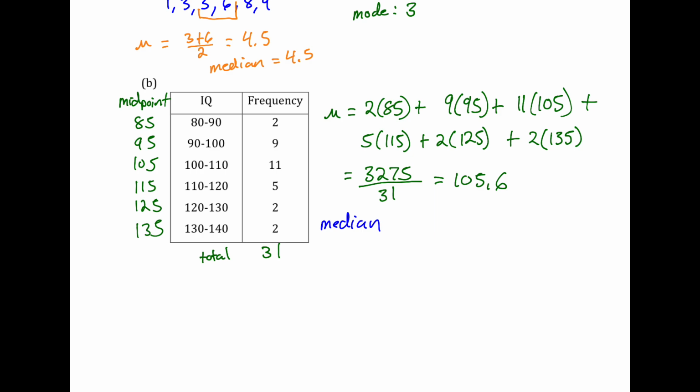So the median will be the 16th number, which is 105, the midpoint there. It's going to be in this chunk too. And the mode is also going to be here, right? The one that occurs the most often is also 105. So in this case, all of my numbers are really nice and tight. My average is 105, my median is 105, and my mode is 105. It's very handy.